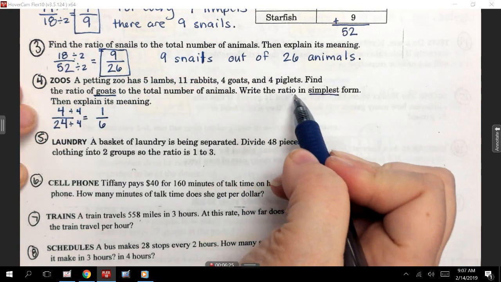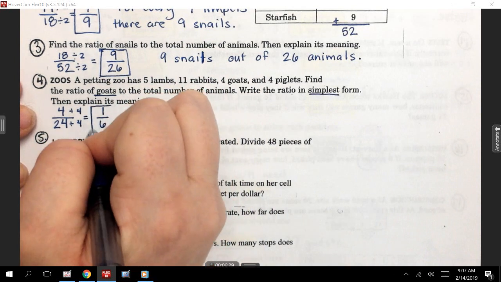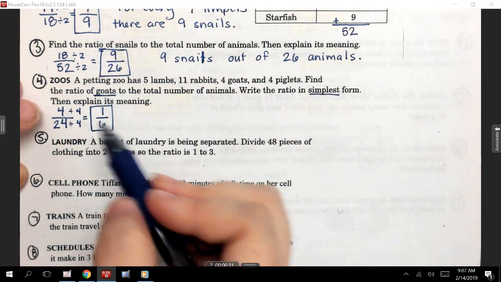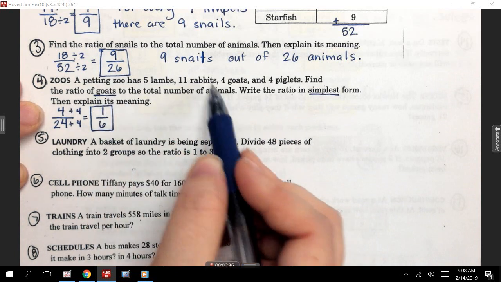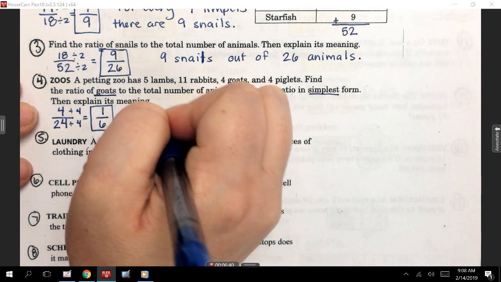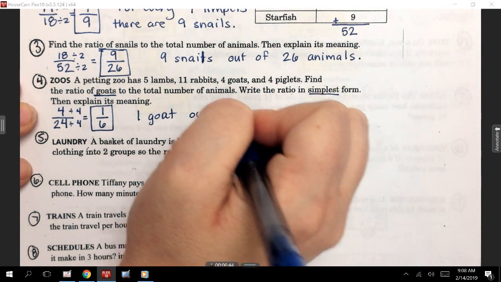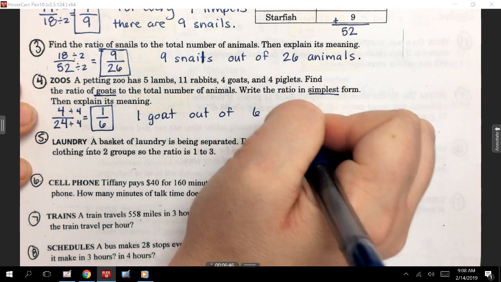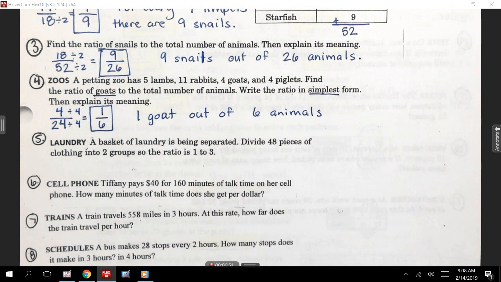It was a ratio, which means no words. All right, explain its meaning. Again, this top one was goats. Can I take one goat out of the other animals? Yes. So I'm going to say 1 goat out of 6 animals. Anytime you see the word total, we're going to be using the words out of every time.